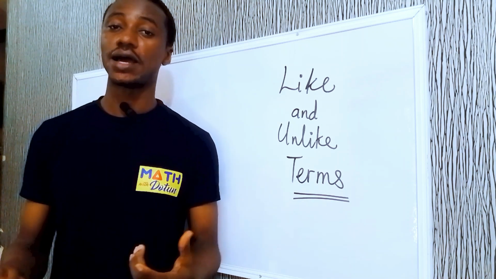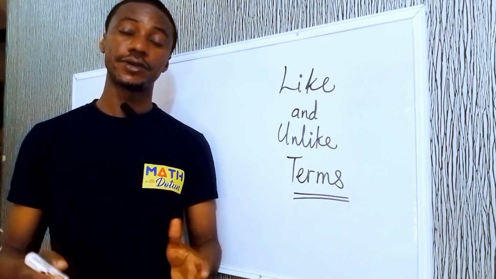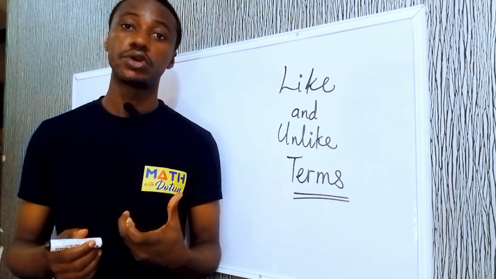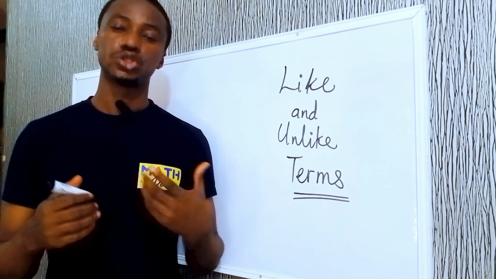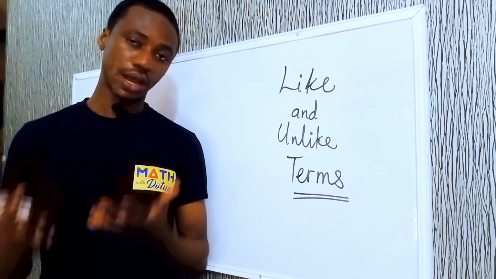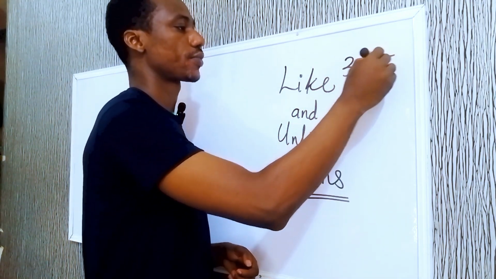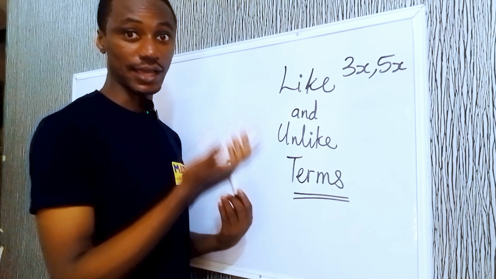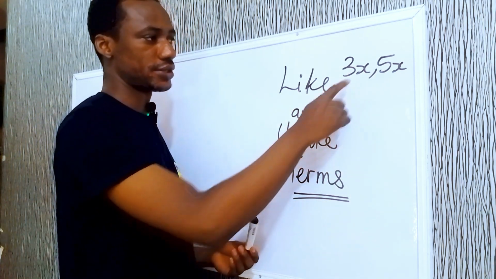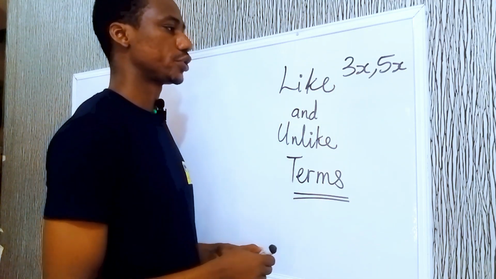Like terms are terms that have the same variables and the same powers. The same variables and the same power, as simple as that. So when you find terms with the same variable, you know that these are like terms. And those variables must be of the same power, all right? For example, you have 3x, 5x. These are like terms because they have the same variable and the variable are of the same power. This is just x raised to power 1, so they have the same power.